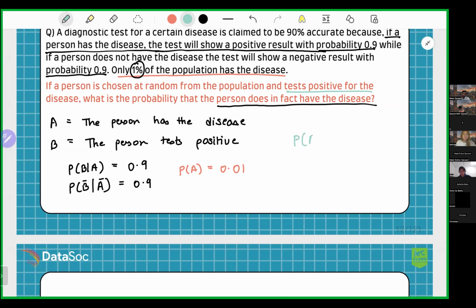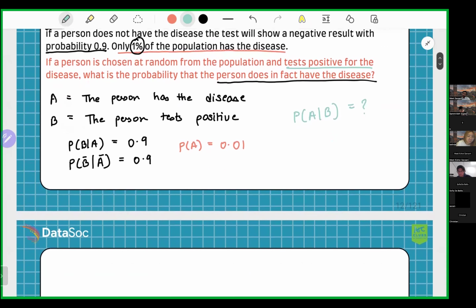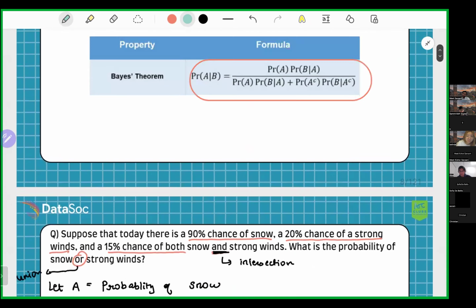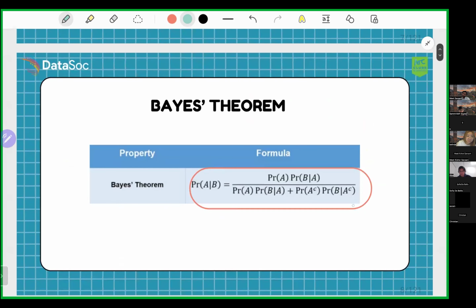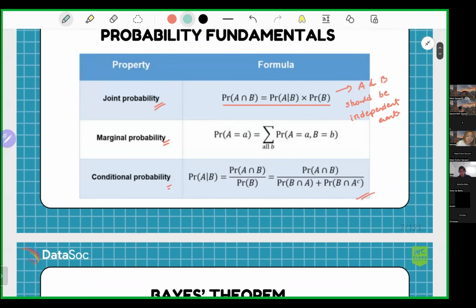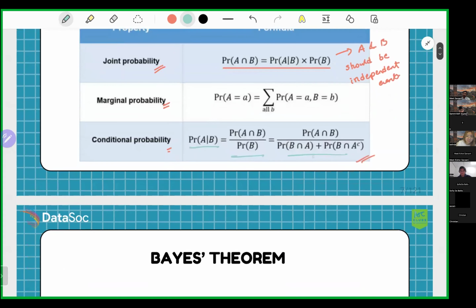So, we need to figure out the probability of A intersection B, the probability of a person who has the disease given that the test is positive. So we'll use this Bayes theorem formula. We need to figure out this, and we know this, and we know this as well. Let's see how do we know this.